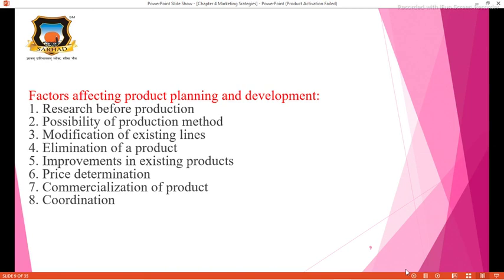The company should also undertake research to find out the target customers for whom the product is being produced. Hence, it is necessary that before a new production, firstly the market research is important. Let us see the second characteristic. It's the possibility of a production method.